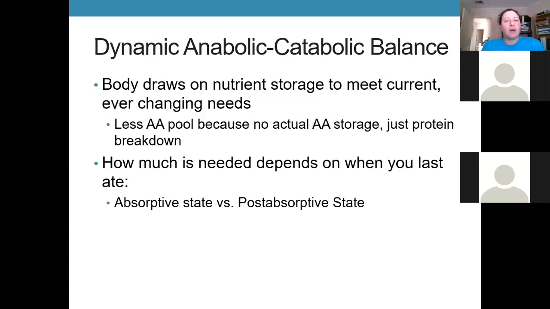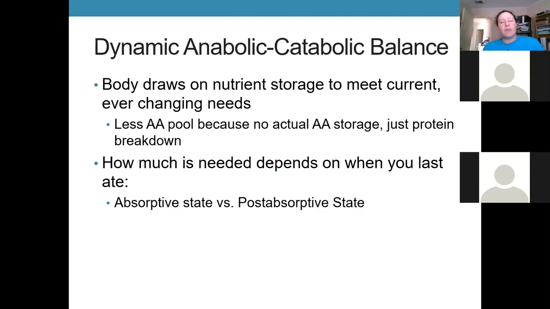All right, so we live in a state of dynamic anabolic catabolic balance. So just like everything else in the body, we're in homeostasis as far as whether we're needing to use stored nutrients to make ATP or whether we're storing nutrients for future energy use. And so we're always going back and forth between those two things, and it's just based on whether or not we're still digesting a meal.